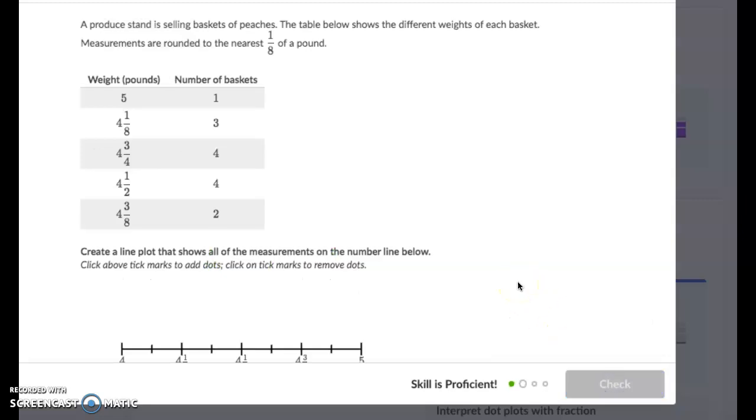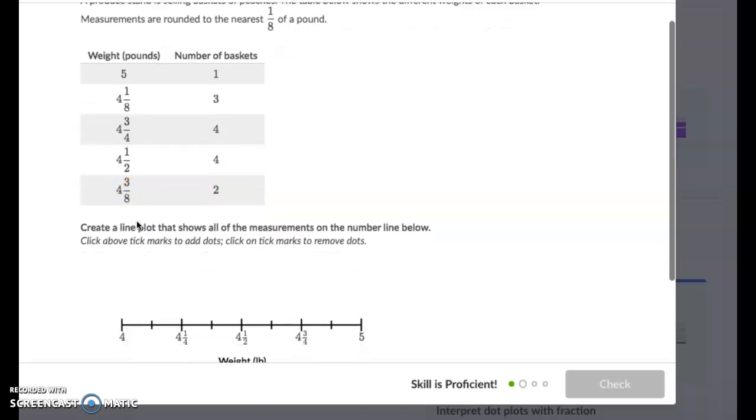The next question says, a produce stand is selling baskets of peaches. The table below shows the different weights of each basket. Measurements are rounded to the nearest 1/8 of a pound. So again, let's make sure we understand our information. There's one basket that weighs 5 pounds. There are 3 baskets that weigh 4 1/8 pounds. There are 4 baskets that weigh 4 3/4 pounds, 4 baskets that weigh 4 1/2 pounds, and 2 baskets that weigh 4 3/8 pounds.